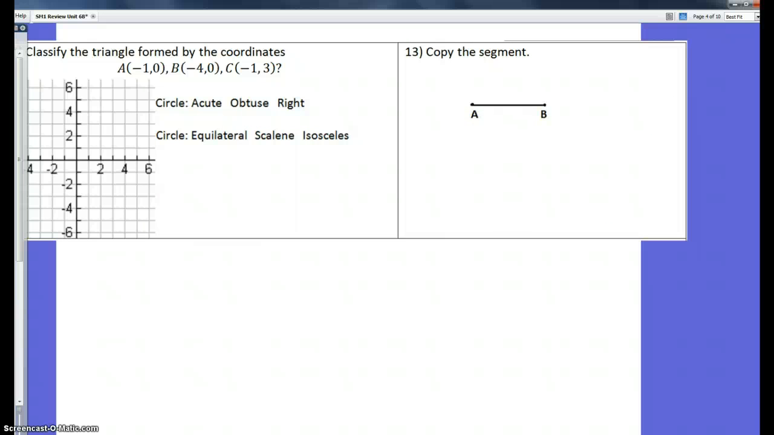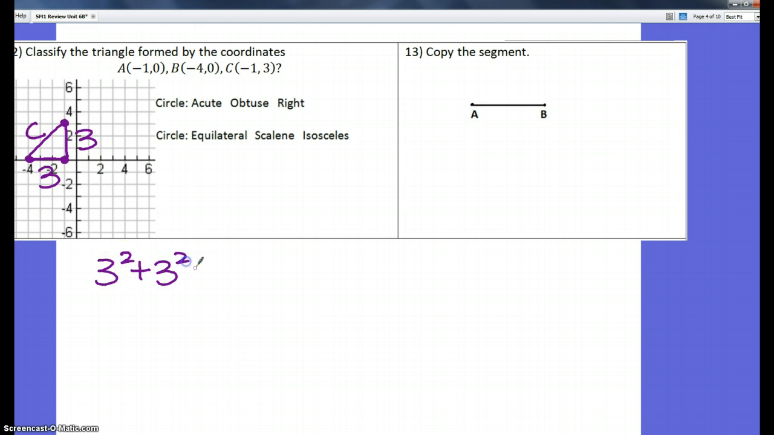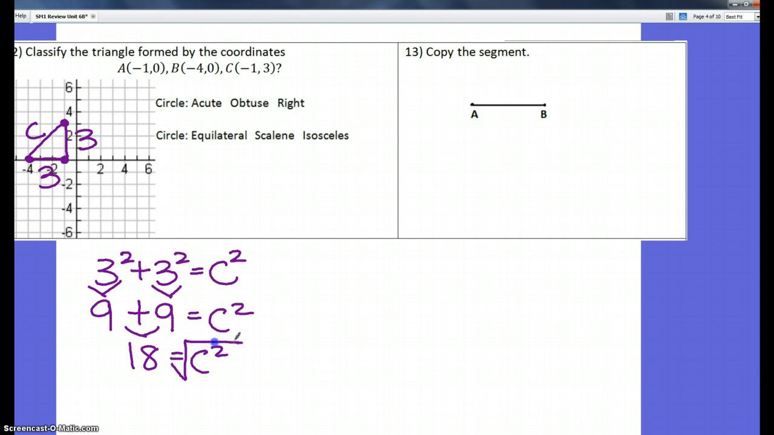Classify the triangle formed. You got negative 1, 0, negative 4, and negative 1, 3. This side length here is 3. This side length is 3. We don't know what this side is, and just to be sure that they're not all the same, we could actually find it. I'll tell you right now it's not the same, but let's make sure. You got 9 plus 9, and you got 18. If you square root 18, you get about 4 point something. I don't really know what it is. But that proves that that last side is not the same.